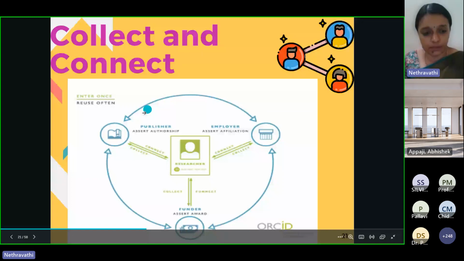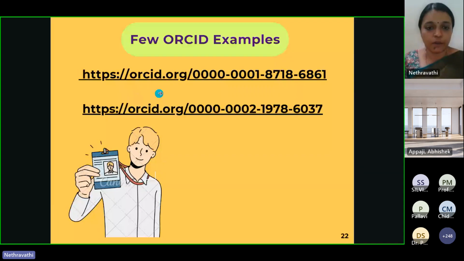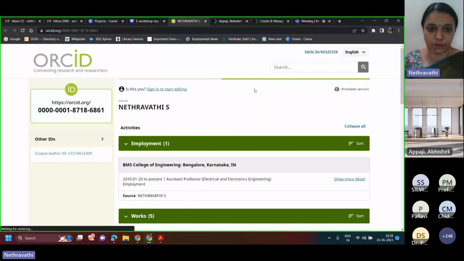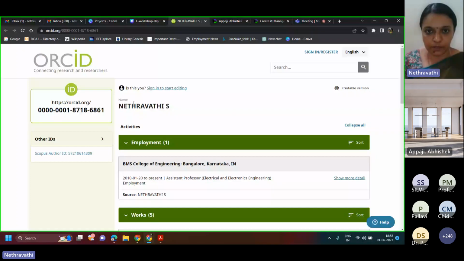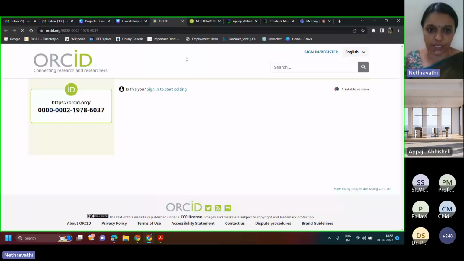So please go ahead, and if you do not have one, create an ORCID ID. These are a few examples of how an ORCID ID will look. This is the web page, and this 16-digit number is the ORCID ID. Let me click on it and see. The first one is the ORCID ID for myself, and the second one is Abhishek's ID.